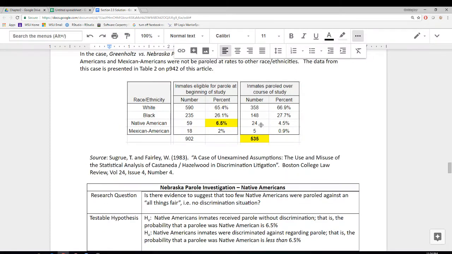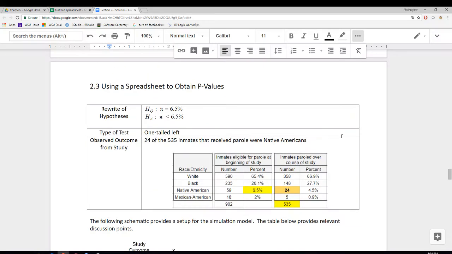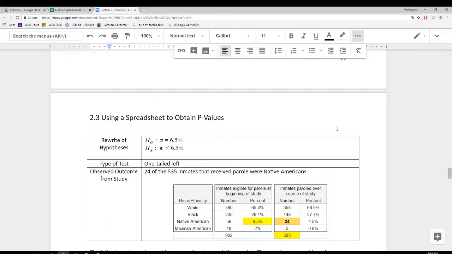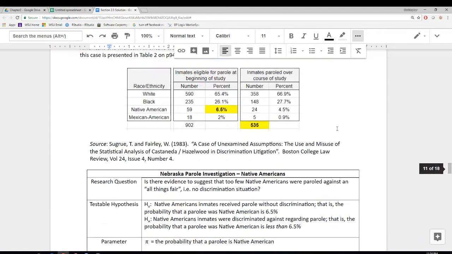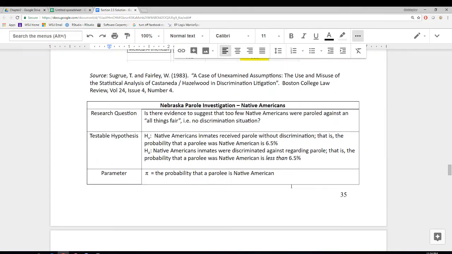So again, there were 535 of them paroled. 6.5% of them should have been Native American under a fair situation. There were 24 Native Americans that were actually paroled. So go back up to our table here. There are 24 actually paroled. And I'm wondering if that was too few. So the research question is wondering if that was too few Native Americans paroled. So this is going to be a one-tailed left analysis.